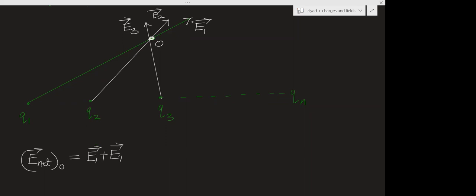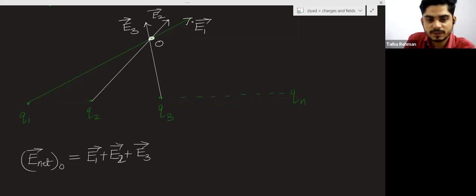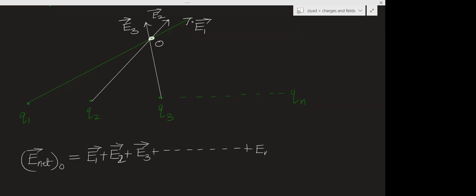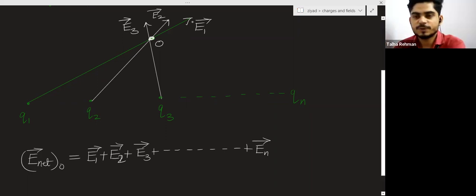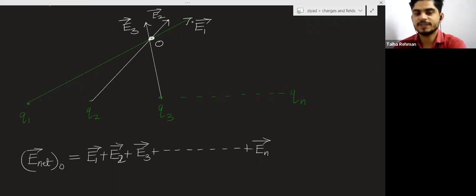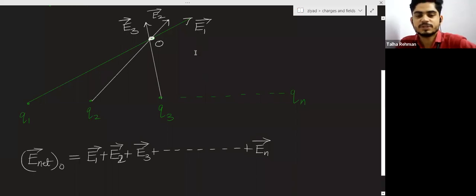This is E2, this is E3, and so on, and electric field due to this charge EN. Superposition principle is nothing but simply the vector addition of electric field due to the individual charges.